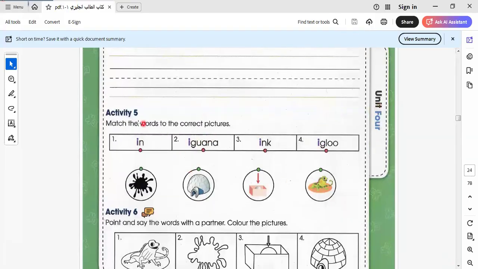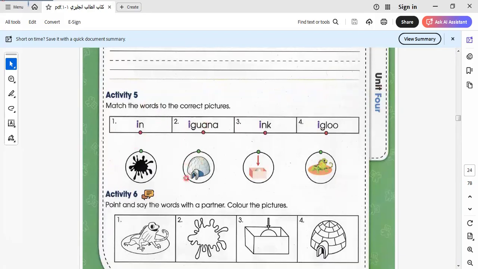Here we say match the words to the correct picture. Here we have pictures and we select the suitable word for the suitable picture. Here we have in. Which one is in here? This one. Iguana, this one. Ink, this one. Here is igloo, this one.